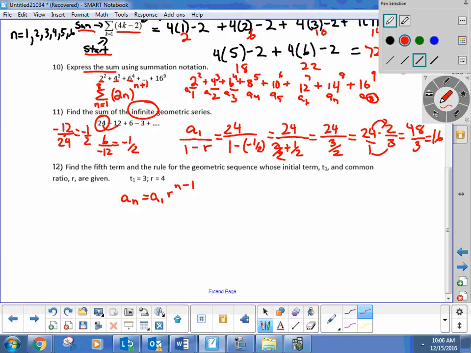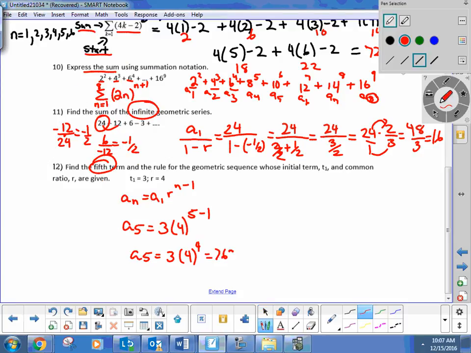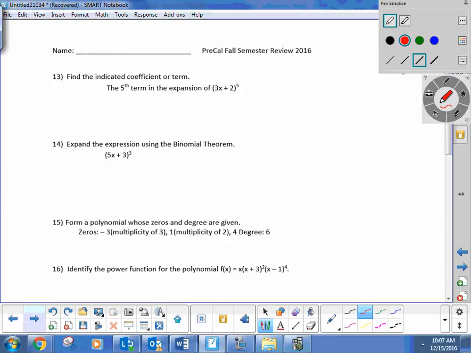So actually, let me fill everything in at once. I know that the fifth term, so n is 5. I was given a sub 1, the same thing as t sub 1, which is 3, and r is 4, to the 5 minus 1. So a sub 5 is guaranteed to be 3 times 4 to the 4th power. So simply put, let's go ahead and quickly solve this. 4 to the 4th times 3, 768 will be the solution to this. So 768. Lovely. Let's go ahead and move on to the next one.